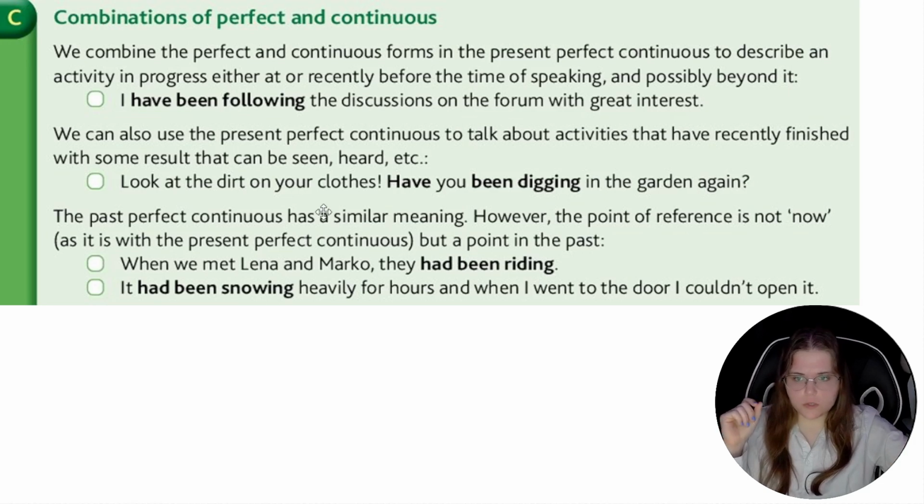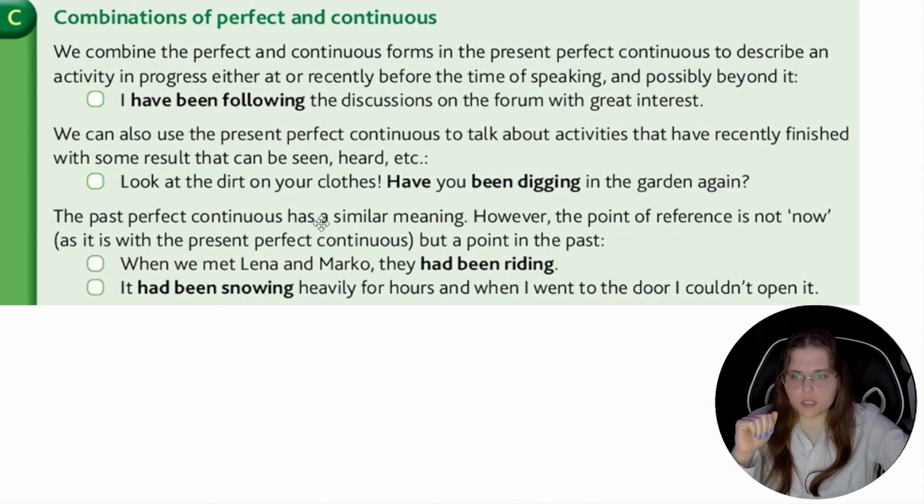We can also use the present perfect continuous to talk about activities that have recently finished with some result that can be seen or heard. Look at the dirt on your clothes. Have you been digging in the garden again? Have you been doing it for a very long period of time, and this activity has recently finished, and now I see the result of it. Dirt on your clothes, dirty clothes.